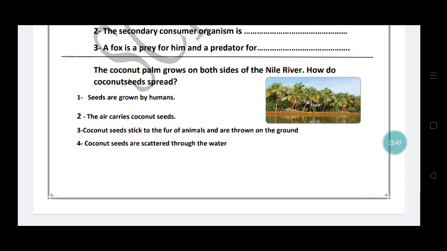The coconut palm grows on both sides of the Nile River. Okay. Seeds are grown by humans. The air carries coconut seeds. Coconut seeds stick to the fur of animals and are thrown on the ground. Coconut seeds are scattered through the water. How it disperses. Super. Coconut seeds are scattered through the water.